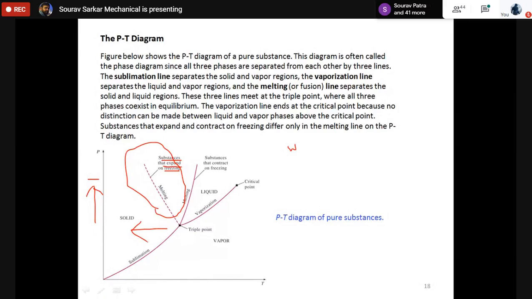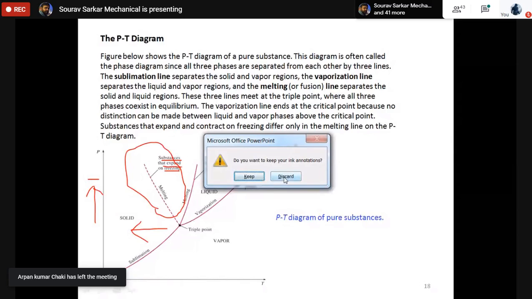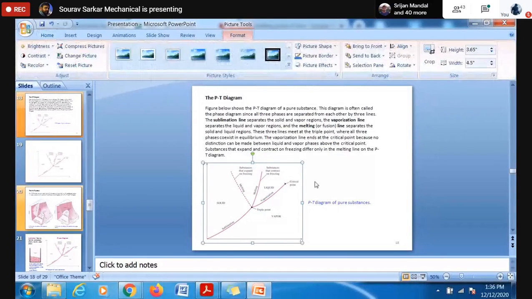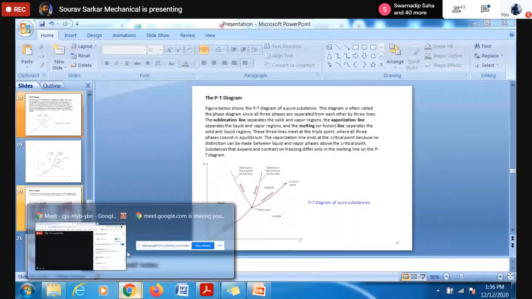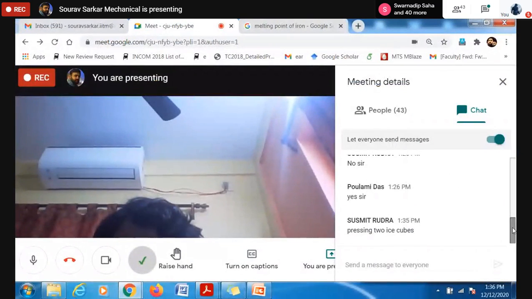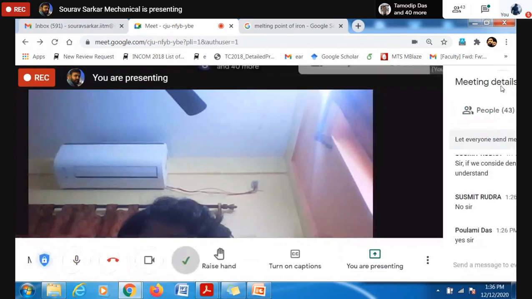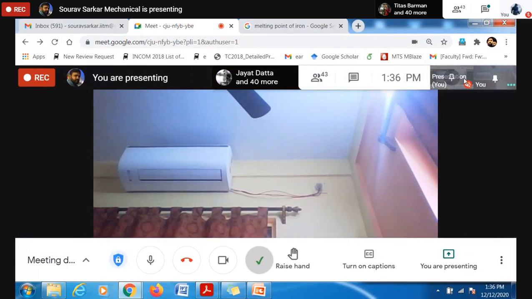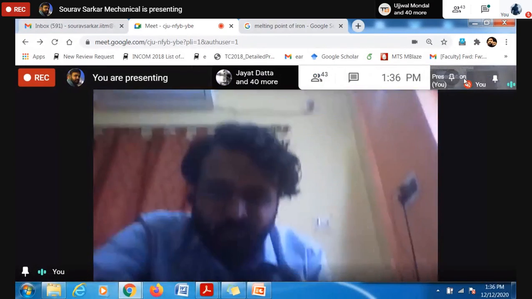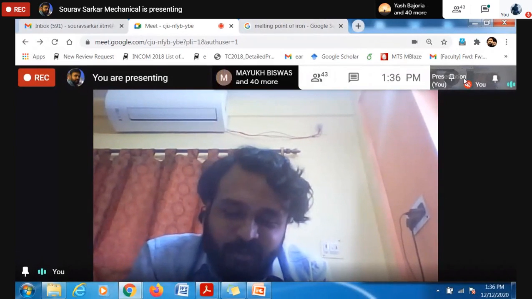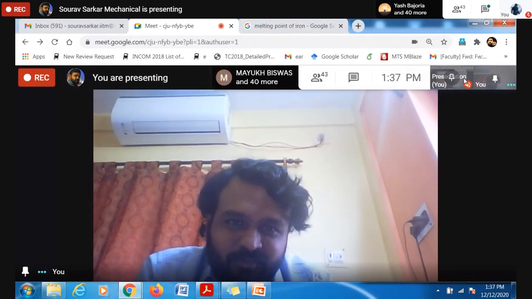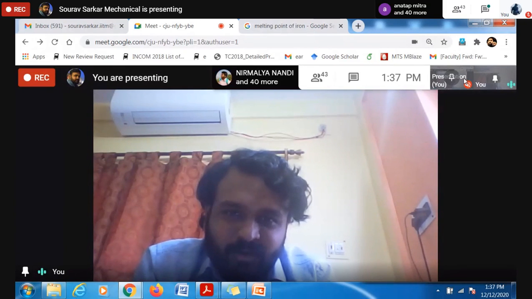What is the name of that experiment? Tell me, anyone? Pressing of two ice cubes. Yeah, but what is the name of the experiment? This was studied in my school days. After that, I never studied this experiment, but I can remember that name from my school days. Anyone can tell me the name of that experiment?